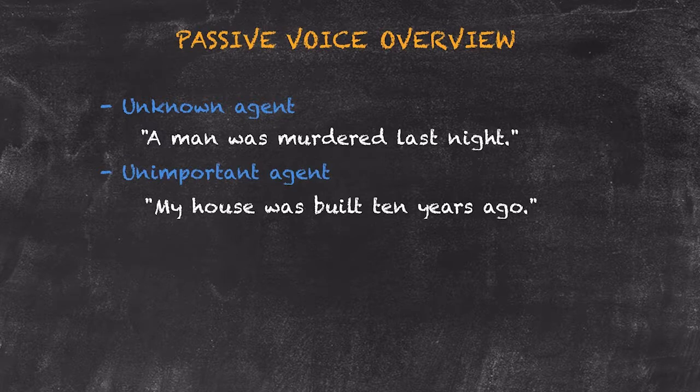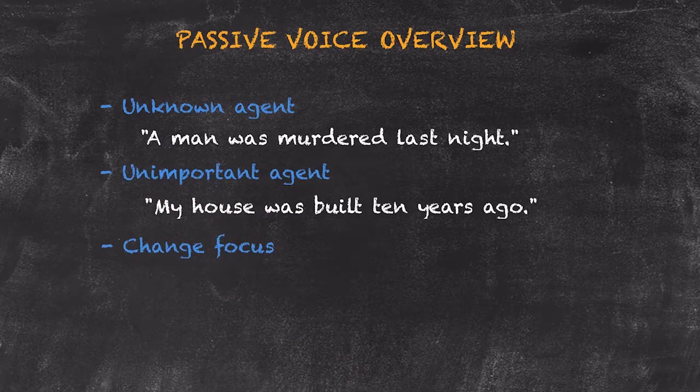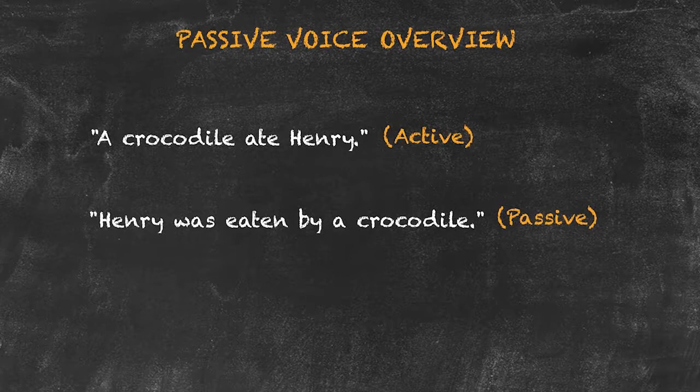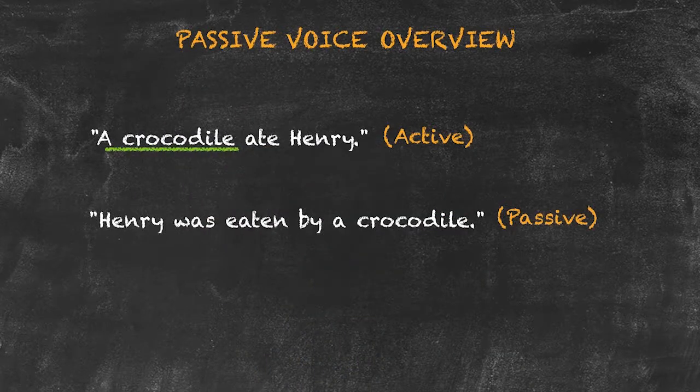The passive voice is also used to shift the focus from the original subject to the object. If we look back to our original sentence, "A crocodile ate Henry," the focus is on the crocodile. It was a crocodile that ate Henry, not a tiger or a lion. When we move this to the passive voice, we've moved the focus away from the crocodile and onto Henry.